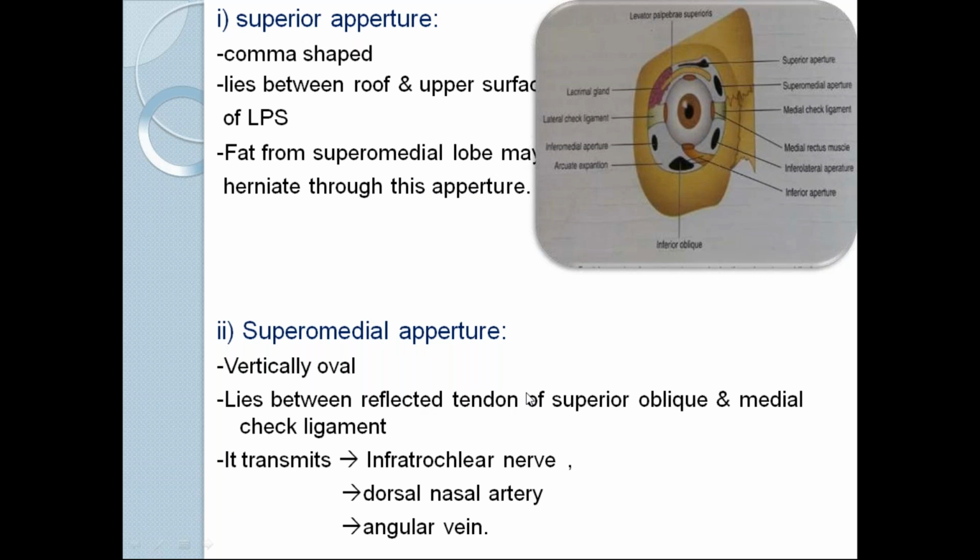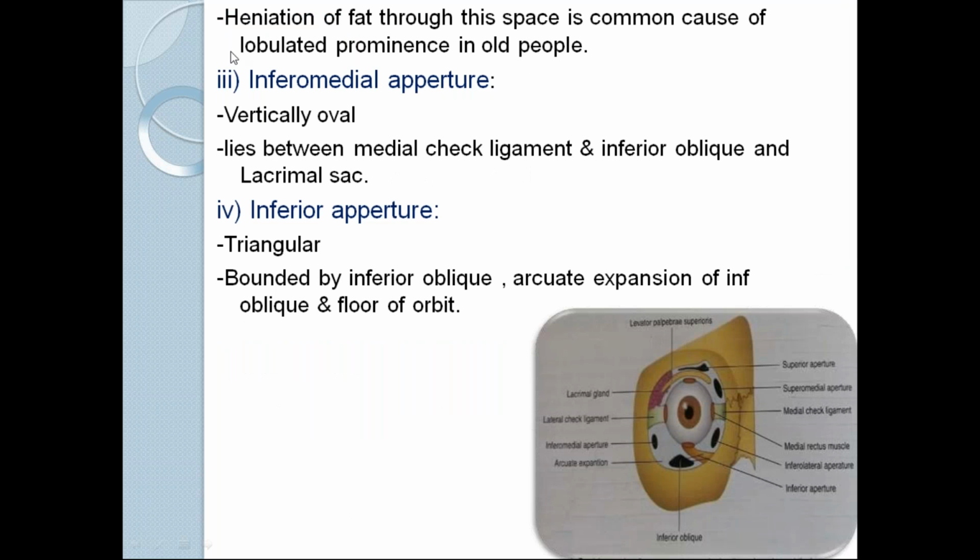And the next one is the superomedial aperture. So this is the superomedial aperture here. It is vertically oval, as you see in this picture. It lies between reflected tendon of superior oblique and medial check ligament. It transmits 3 structures, that is infratrochlear nerve, dorsal nasal artery, and angular vein. Herniation of fat through this space is a common cause of lobulated prominence in old people.